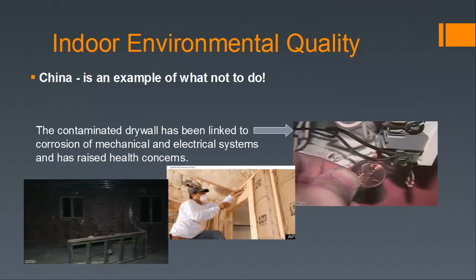Indoor environmental quality is a very important component of green building design and construction. We've seen bad examples of what not to do and why we need to be really aware of what we're putting in our buildings. This happened with the drywall that was imported from China that we found was very unhealthy for our buildings and cost millions of dollars to rip out of buildings and reconstruct after we saw that the drywall was causing corrosion of our mechanical electrical system wiring.